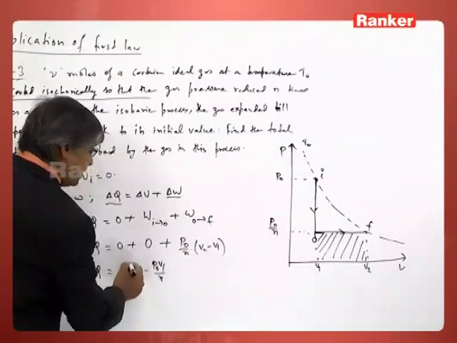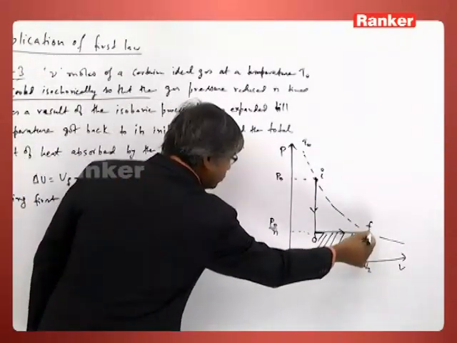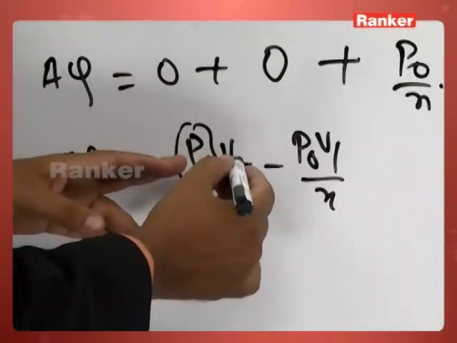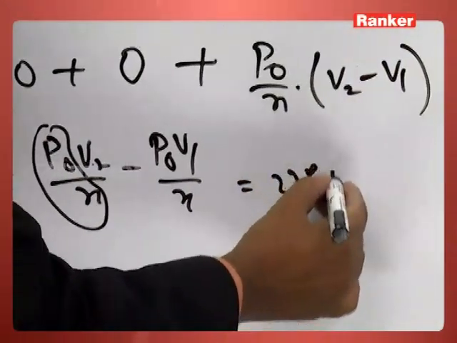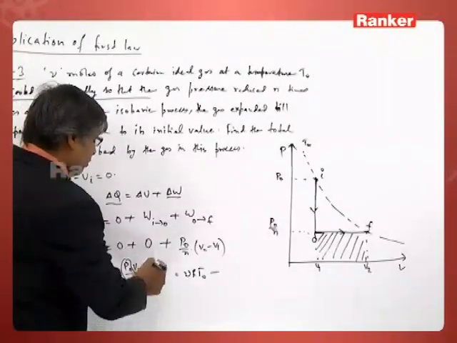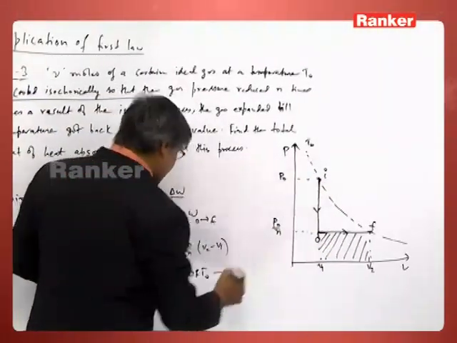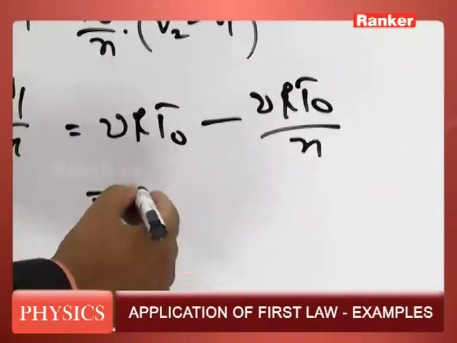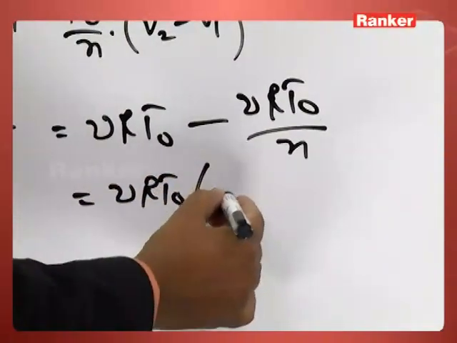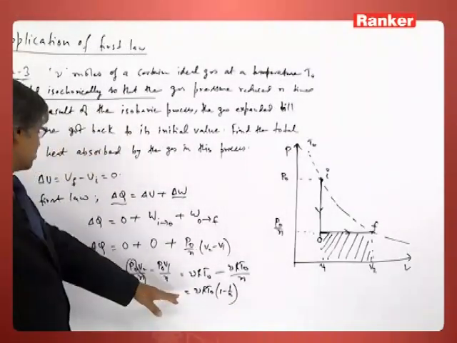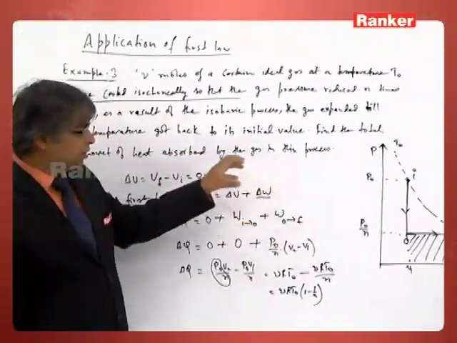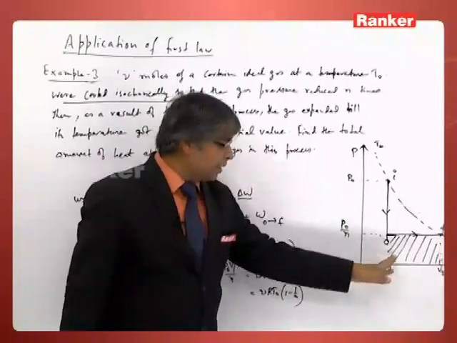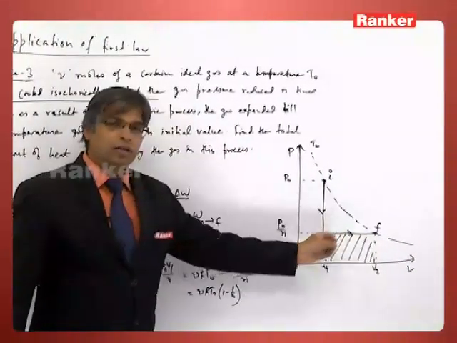Now P naught by n is the pressure at V2, so P naught V2 by n is P2 V2, which I will write as nu RT naught, minus P naught V1. P naught V1 is again nu RT naught by n. So we have this equal to nu RT naught times 1 minus 1 by n. So this is the delta Q, that is, the heat transferred to the system. Based on this heat input, the system is capable of doing work on the outside environment.